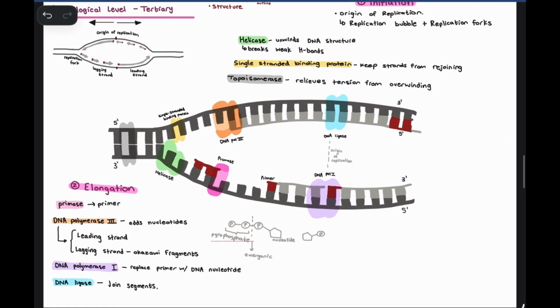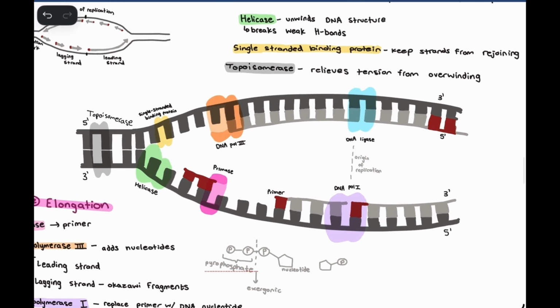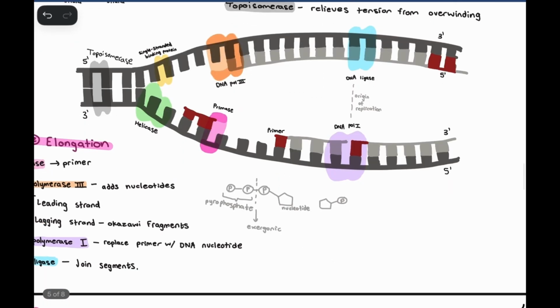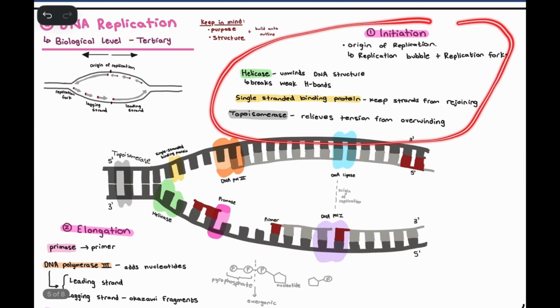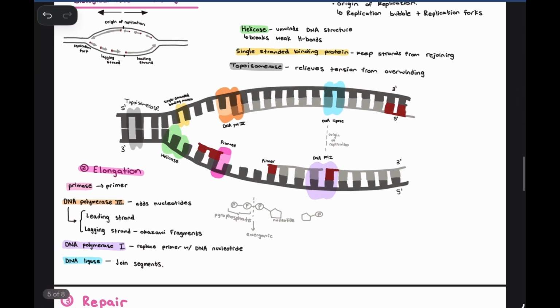Next, topoisomerase enzyme relieves the tension from overwinding. So that is over here. This is important because as this replication bubble here is unwinding, it can cause the preceding DNA molecule to overwind. So the topoisomerase enzyme helps to break, swivel, and rejoin pieces to avoid strain. That is initiation done. Using these 3 enzymes, it helps to prep the DNA to start making the new molecule.